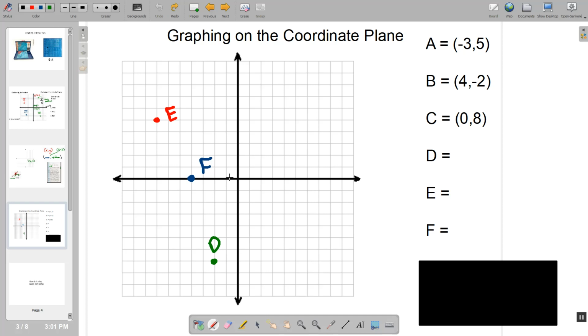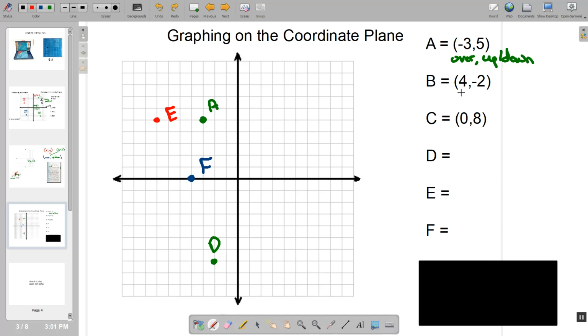Okay? So we always start at the origin, and I want to go over before up or down. Well, I need to go over -3. Well, negative is left, so I'm going to go 1, 2, 3 to the left. And I want to go 5. Well, 5 is positive, so I'm going to go up. 1, 2, 3, 4, 5. That puts point A right here. -3 over and 5 up.